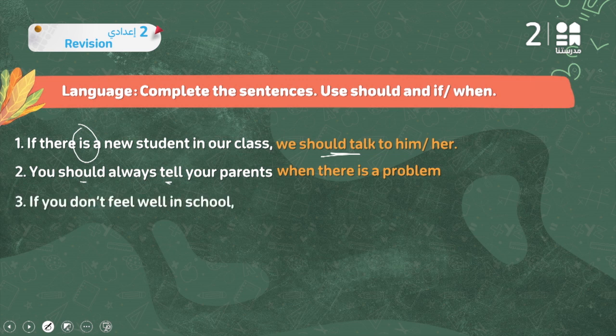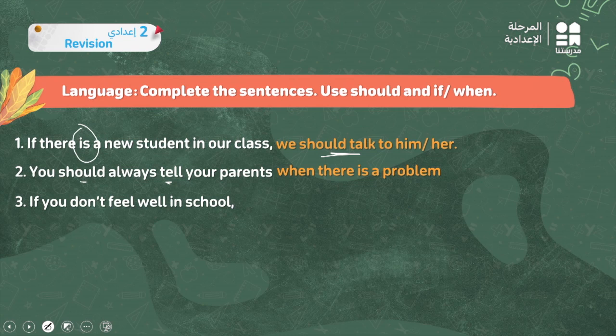If you don't feel well in school. We know again that the negation in the present simple tense uses don't or doesn't plus infinitive verb. For example, she runs, and I want to say she doesn't run. And I like, I want to say I don't like. So we add don't or doesn't in the negation form of the present simple tense. If you don't feel well in school, complete it the way you want or with my answer: you should see a doctor. Here I need advice. You should see a doctor.